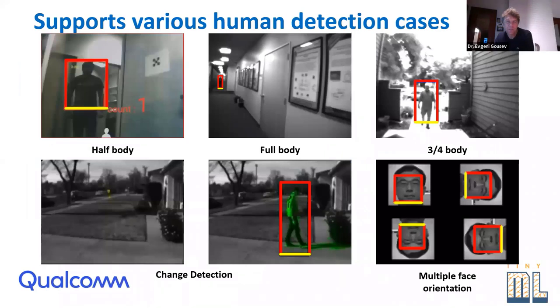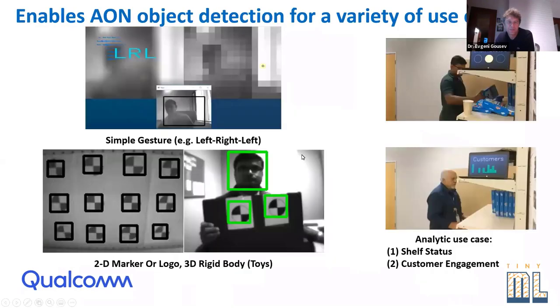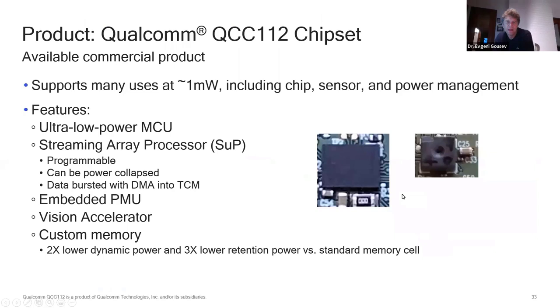And this is just to show a real example of what this device does. So you see a real image of a person, and we can run algorithms there doing full body detection, half body detection. You can do change detection, you can do face detection at multiple orientations. You can do gestures, you can train the models to distinguish some logos. You can use it in the retail environment for shelf monitoring or customer monitoring. And that's a product we've been shipping in volume for quite some time now.